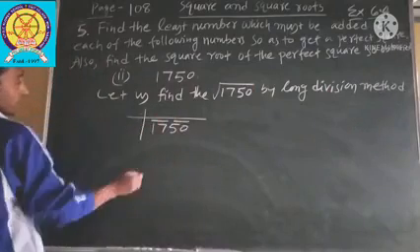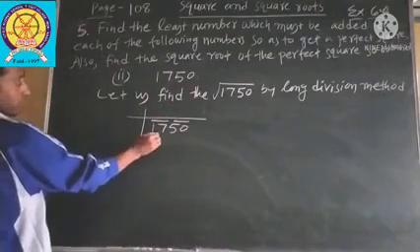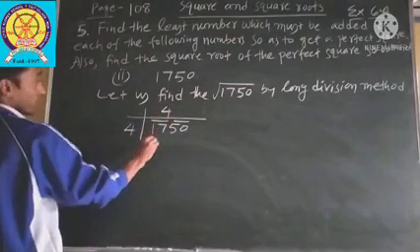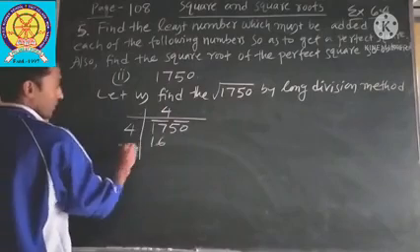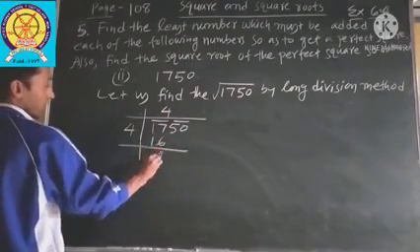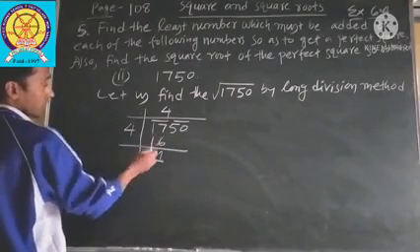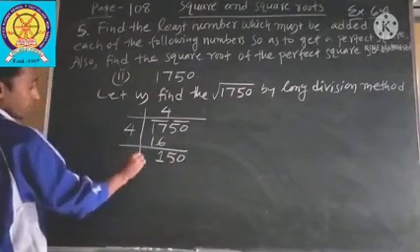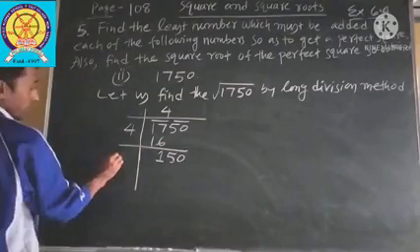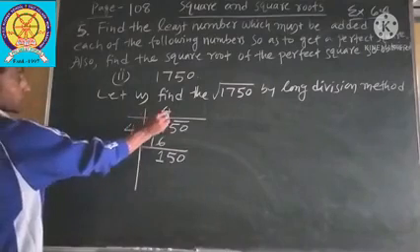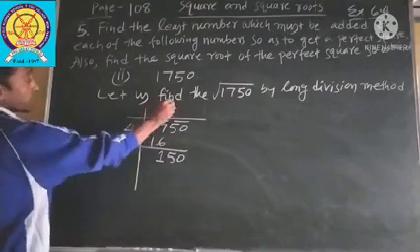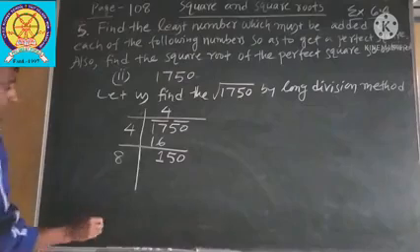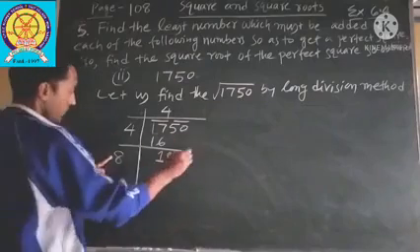Make pairs. First you have to give a quotient for 17. We know 4 fours are 16. 17 minus 16 is 1. 1 minus 1 is 0, so no need to write. Next, you bring down the next pair, 50. Now you find the next divisor. To get the next divisor, you double the first quotient: 4 times 2 is 8. Now, how many times can you give?